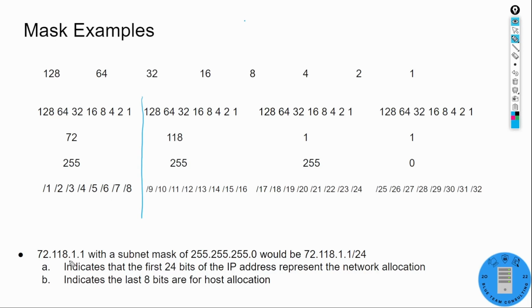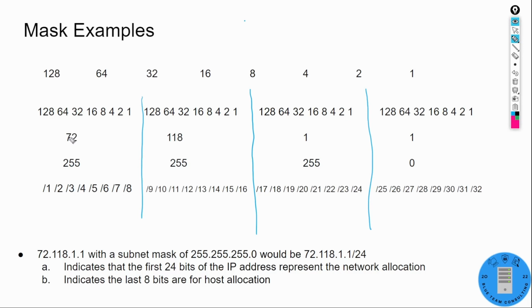Probably should have started with the fact that we're using this sample IP address of 72.118.1.1 with a subnet mask of 255.255.255.0, and we're going to get to this answer of what the hack would be. Just bear with me. This is the IP address 72.118.1.1. IP addresses are broken up into 4 octets, so we are just drawing the lines here for each octet, 1, 2, 3, and 4. Now, we start with identifying what the hack is, the CIDR notation. This is how you figure out the CIDR notation.